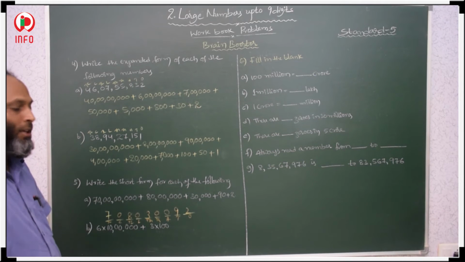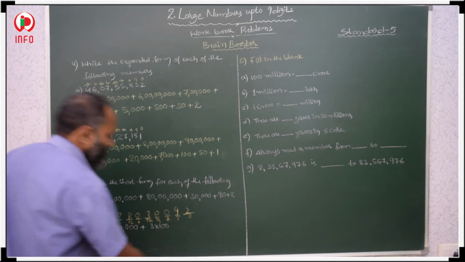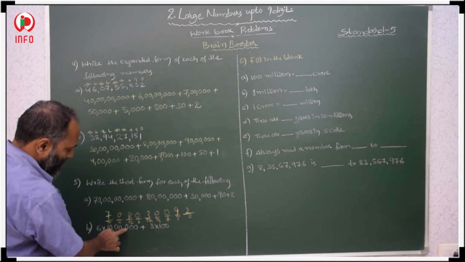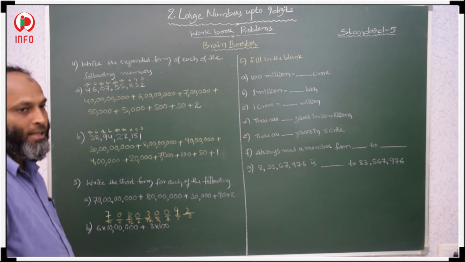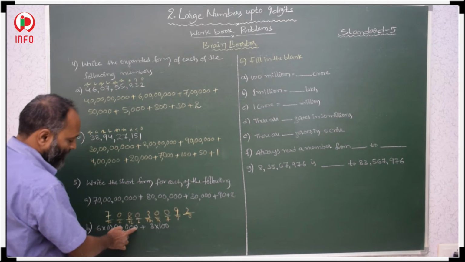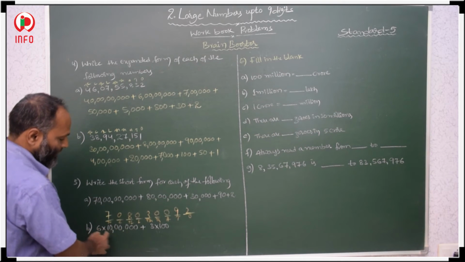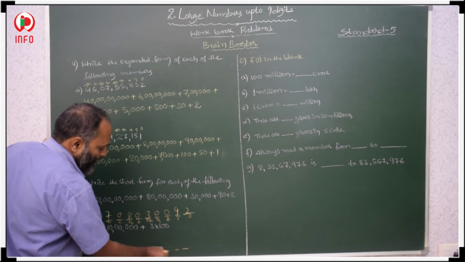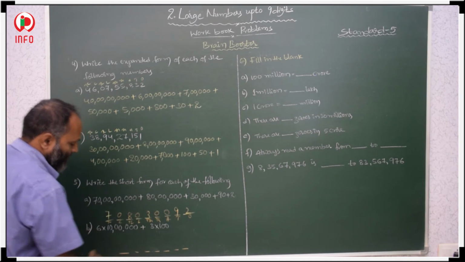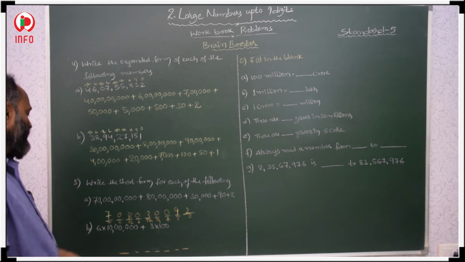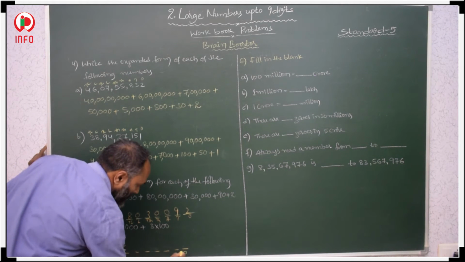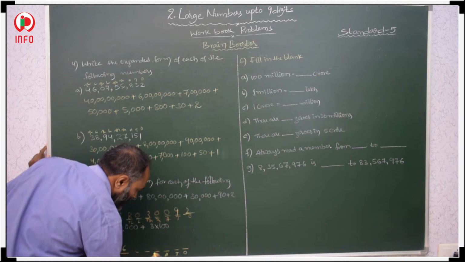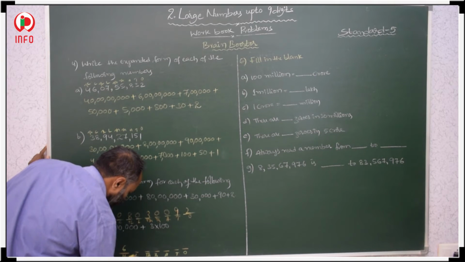In this way you have to keep. Now, this is ones, tens, hundreds, thousands, ten thousands, lakh, ten lakh. 6 into 10 lakh, 60 lakhs. Means how many places do we have to take? 1, 2, 3, 4, 5, 6, 7. 6 into 10 lakhs, 60 lakhs. Here 60 lakhs. Ones, tens, hundreds, thousands, ten thousands, lakh, ten lakh.